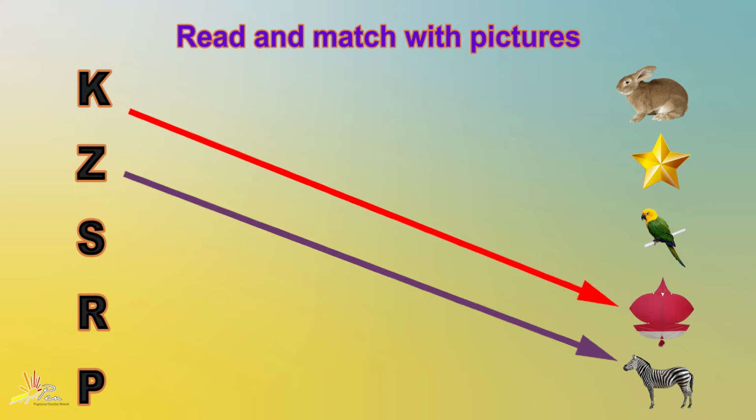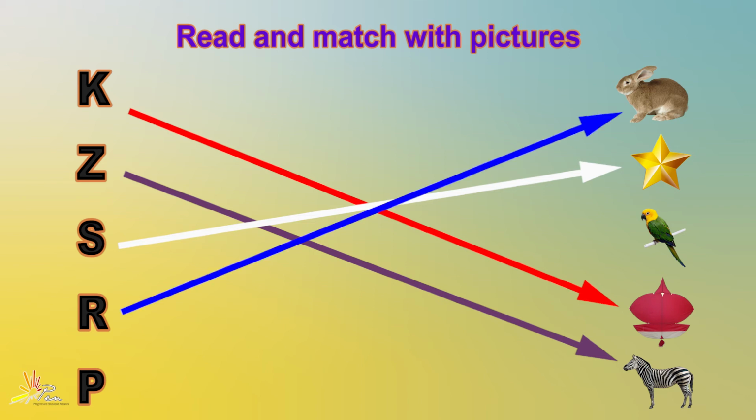S is next letter. Let's read it. S. Read again. S. Now match relevant picture with the letter S. Yes, it's a star. S is for star. Next letter is R. R. Read again. R. Let's match the relevant picture with the letter R. Excellent. It's rabbit. R is for rabbit.